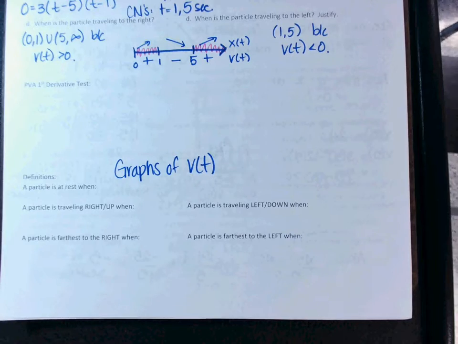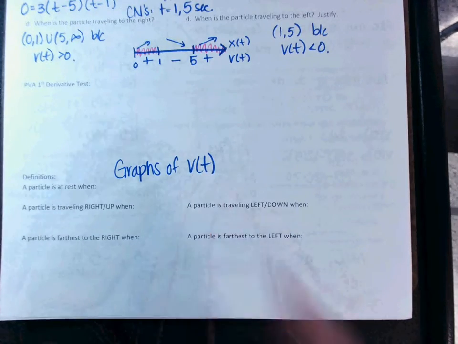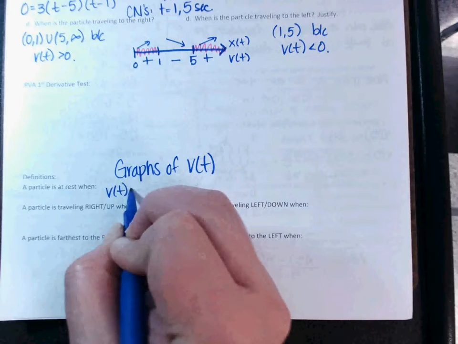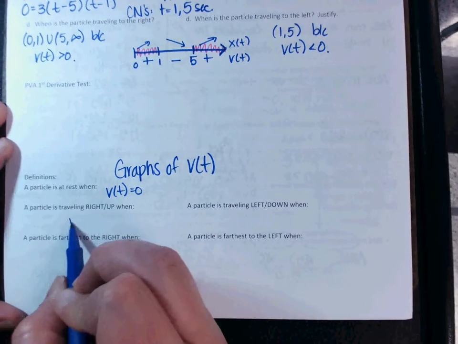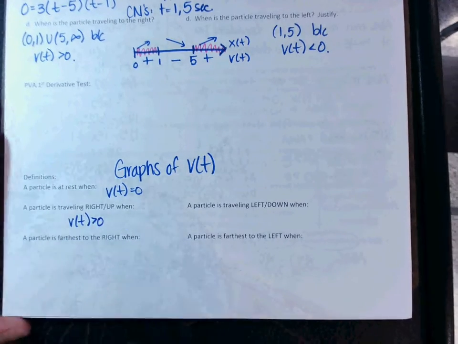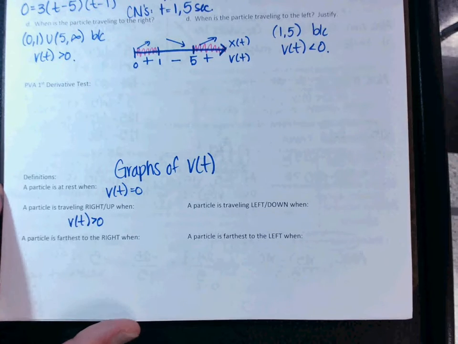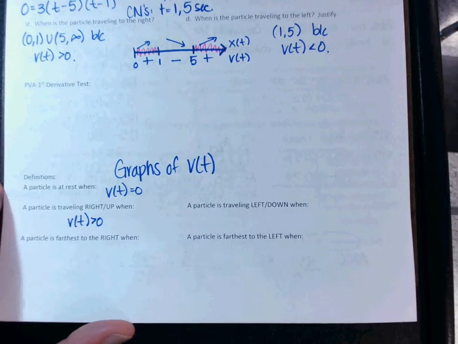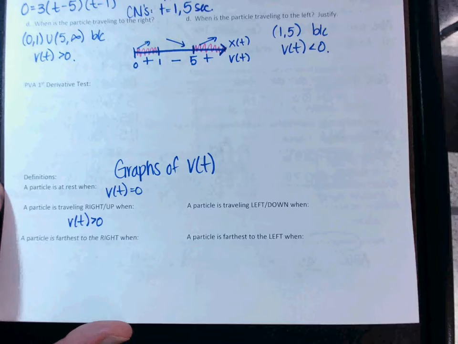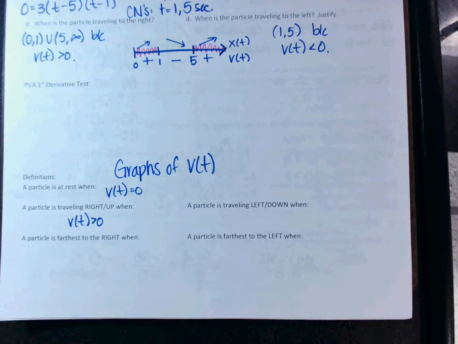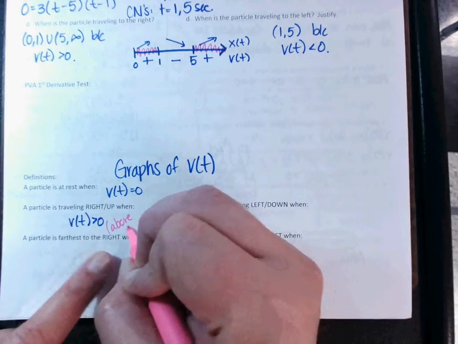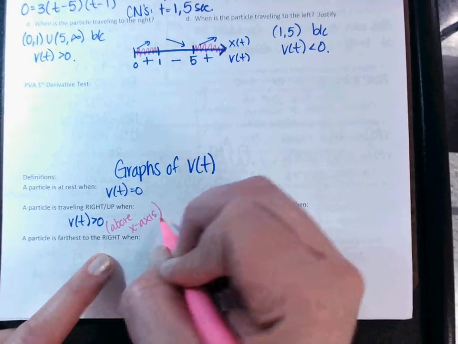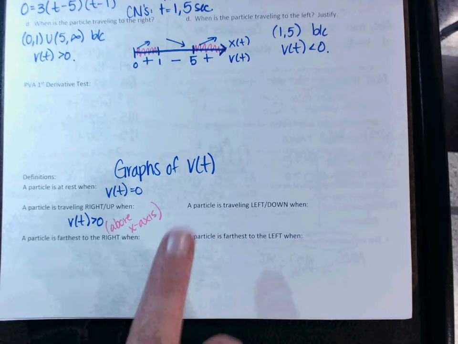So when is my particle at rest? When velocity is what? 0. When is my particle traveling up or to the right in the positive direction? When velocity is what? Greater than 0. Now think about it. If I'm looking at a graph, how will I know when it's greater than 0? It will have to be where? Above the x-axis. Very good. So if you want to put a little hint here, above the x-axis. Now that's only if you're looking at velocity, right?